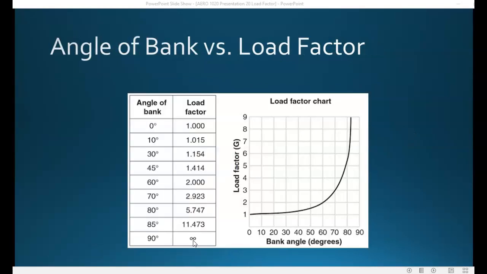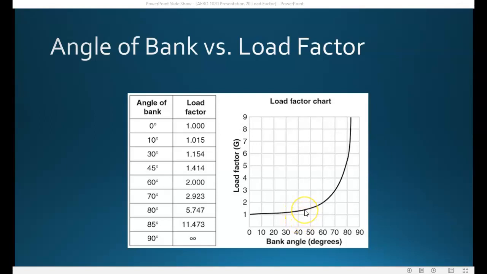Here we have a table and a graph showing angle of bank versus load factor. If you look at the graph, at a 60-degree bank, if you follow the line straight up to the curve and then over to the left, the load factor for an aircraft in a 60-degree bank is 2 Gs. And if we look at the table, we see a 60-degree bank, the load factor is 2.000 Gs.